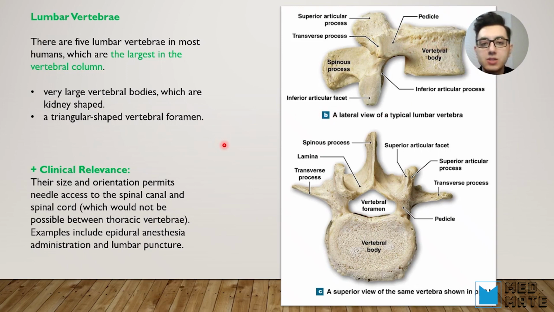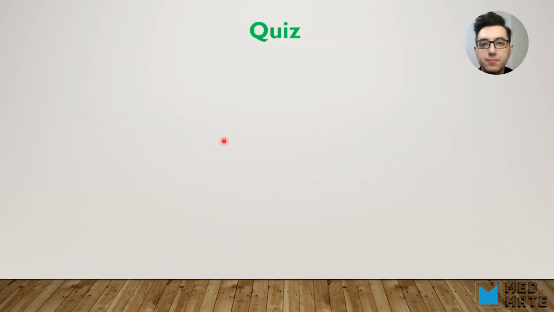All right, and now let's talk about clinical relevance. So lumbar vertebrae have a very distinct clinical relevance, and that's because their size and orientation give us this opportunity to get access to the spinal cord. Now, this can be due to different reasons, for example, epidural anesthesia or administration of lumbar puncture. So we usually do this via lumbar vertebrae, and this cannot be reached, for example, when we are talking about thoracic vertebrae. Now let's review the topic with some questions.